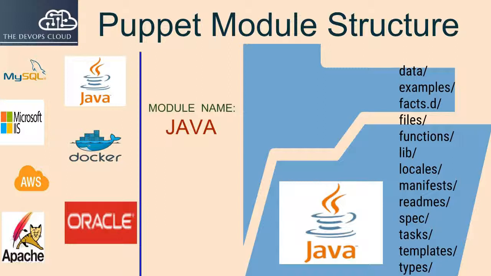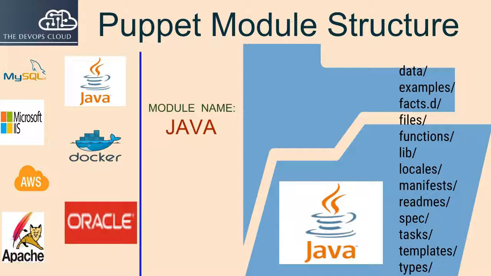Data contains data files specifying parameter defaults. Examples contains examples showing how to declare the module's classes and defined types. Facts.d contains external facts, which are an alternative to Ruby-based custom facts. These are synced to all agent nodes, so they can submit values for those facts to the Puppet master. Files contains static files, which managed nodes can download.